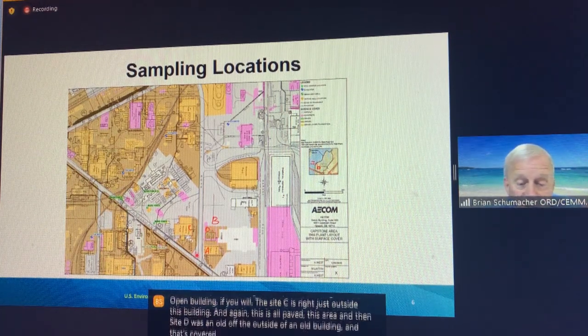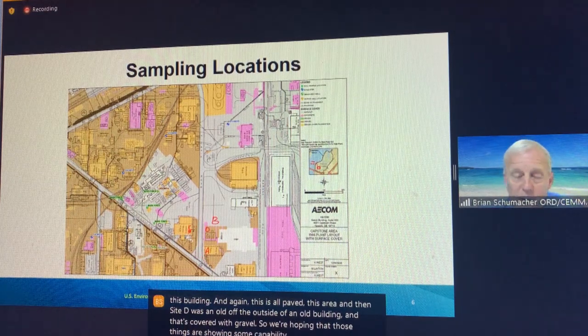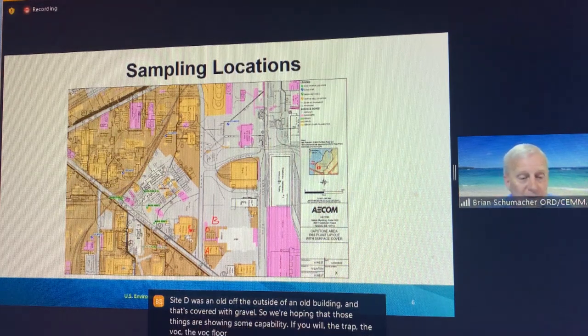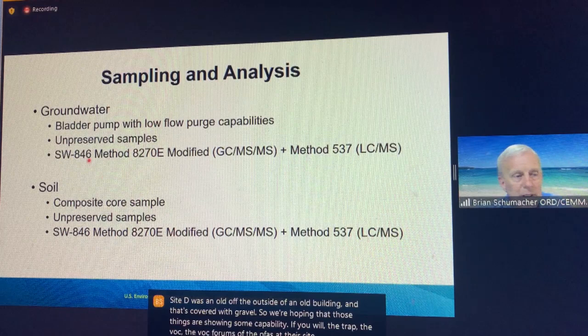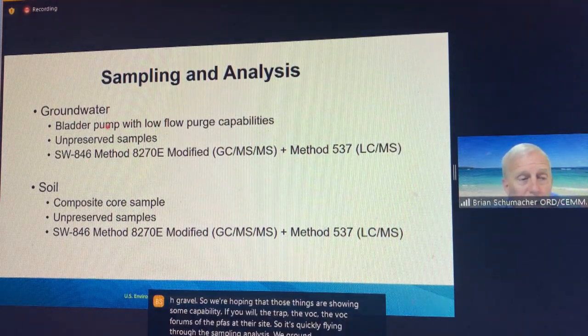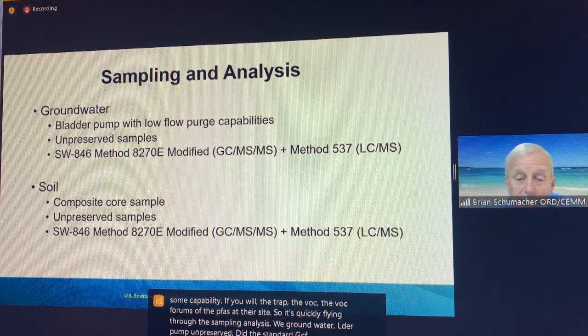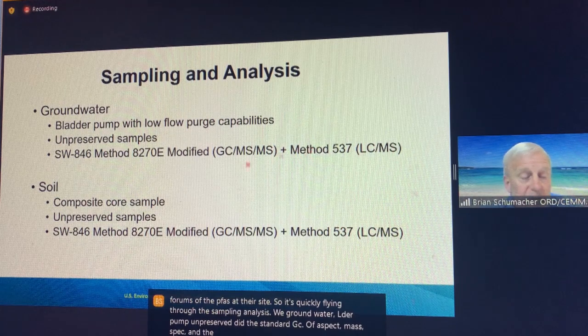So we're hoping that those sites show some capability, if you will, to trap the VOC forms of the PFAS. So it's quickly flying through the sampling analysis. We did groundwater, bladder pump, unpreserved, with the standard GC mass spec, and the modified LC mass spec.